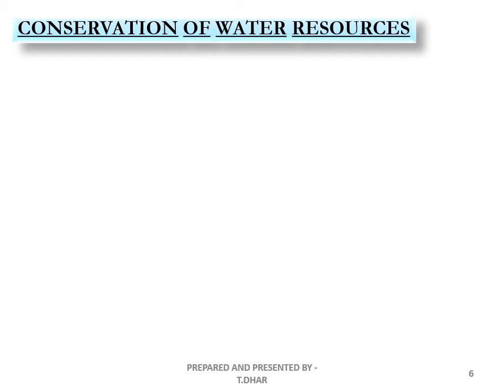The next point here is conservation of water resources. As water is very limited, as only 1% of fresh water is readily available for us for consumption in lakes and ponds and rivers, that is why we have to use this water resource very carefully so that we can use it at present and we can keep it for the use of our future generations.